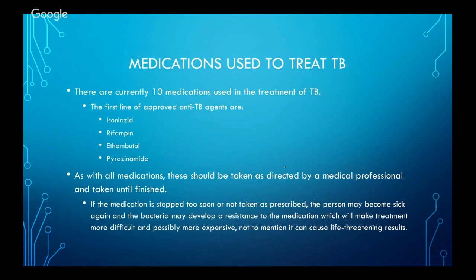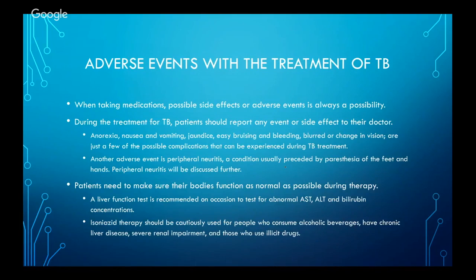Stopping the medication before the treatment therapy is finished could be a potential cause of developing resistant TB bacteria, making future treatment much more difficult and can cause severe illness, even the possibility of death. Taking anti-tuberculin medications can produce unwanted side effects or adverse events. Some of the events that should be reported are anorexia, nausea and vomiting, jaundice, easy bruising or bleeding, and a number of other potential effects.